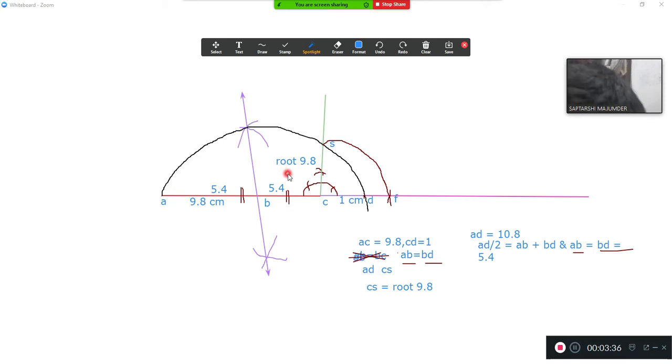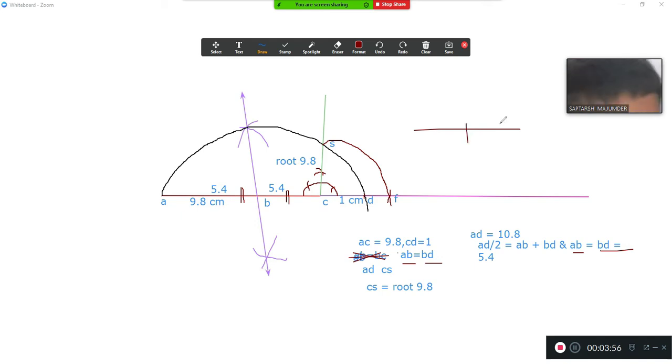Again place your compass to this point. Again without changing the measurement, make a mark here. Same, without changing the measurement, make a mark here also. Also place it here and make a mark like this way. This is a line.